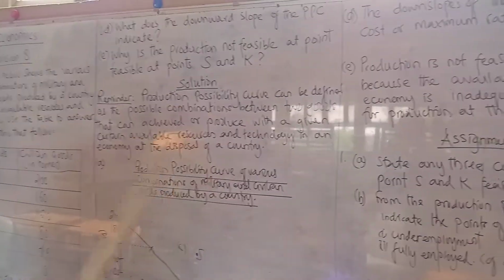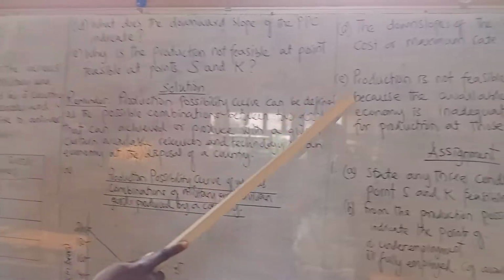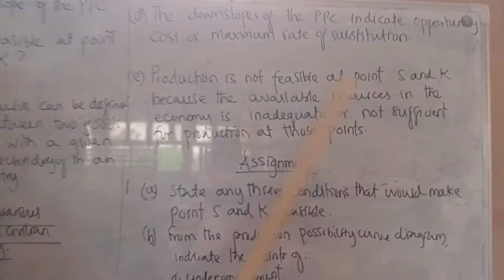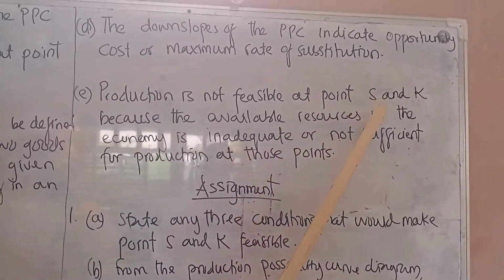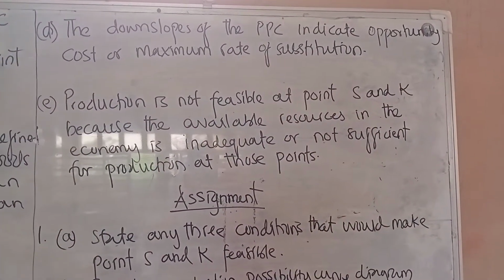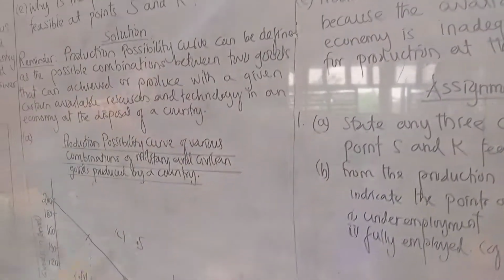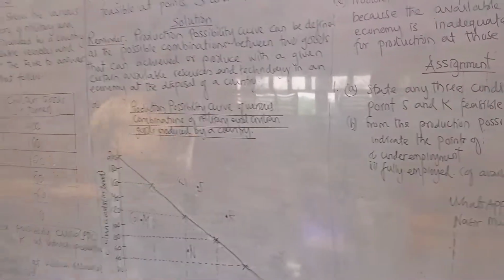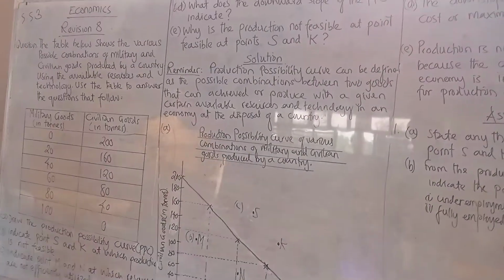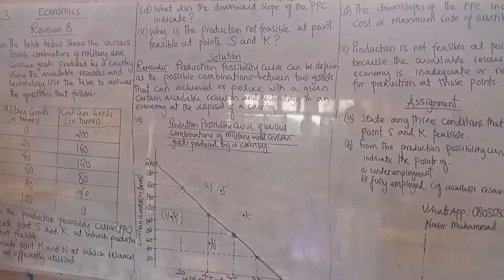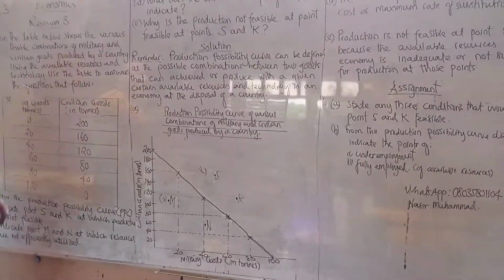E: Why is production not feasible at points S and K? Production is not feasible at points S and K because the available resources in the economy are inadequate or not sufficient for production at those points. That is, you have limited resources, so the economy cannot produce at S and K. So far so good. That is how you answer questions in any examination, question by question. If there is any need, you can always contact me.